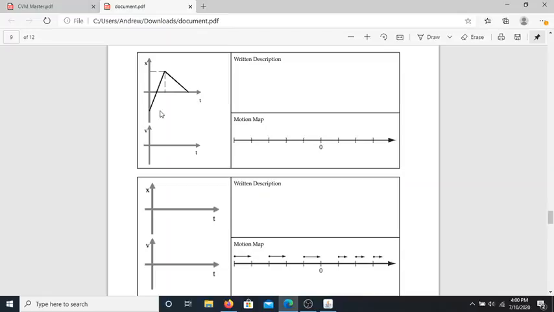So what this graph is saying is basically this person is starting behind the origin, all right, and they are taking off and moving towards the origin, and then they run past the origin, all right. So for the written description, we say it starts in the negative position. It moves with a constant positive velocity. Then, in the second half, we notice that the object now is not moving with a positive velocity. They're moving with a negative constant velocity.